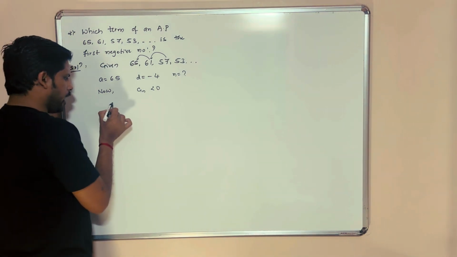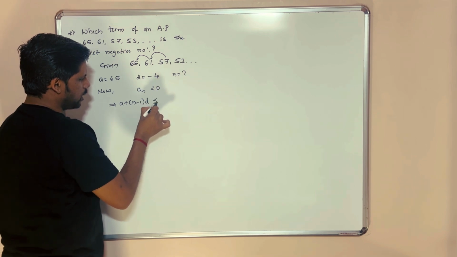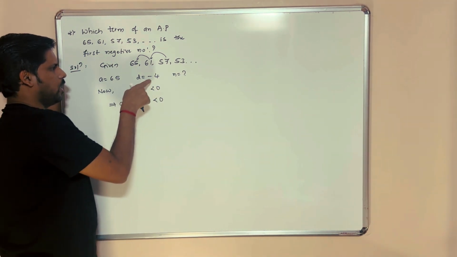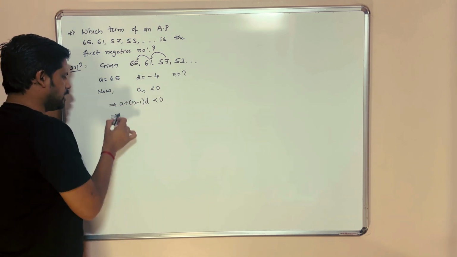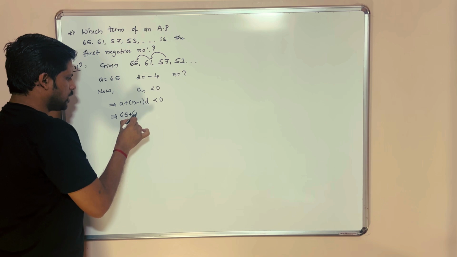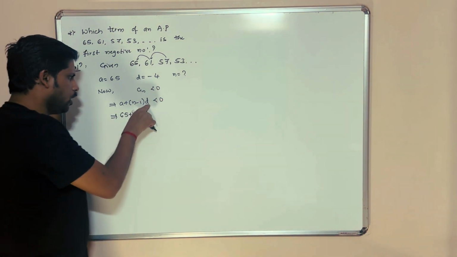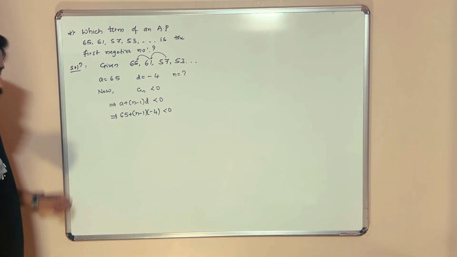What is the formula for an? a plus n minus 1 into d is less than 0. Now here we have a value as well as d value. Substitute those. We get a is 65 plus, keep it as it is, n minus 1, because here we are going to find the value of n. So d is minus 4, which is less than 0.